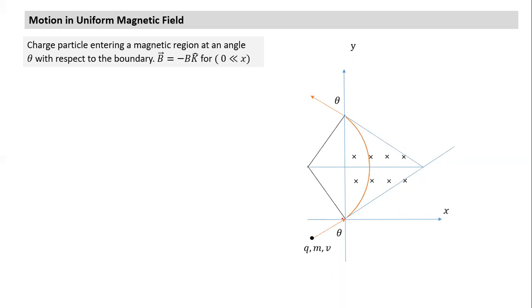As soon as it enters the magnetic field, the magnetic force will act, and it will follow a circular path. Since it is a positive charge and the field is a cross, the force will act towards the left, it will deviate, and it will move along a circular path until it reaches this point here. After crossing this point, the magnetic force will stop acting and it will go into a tangential path.